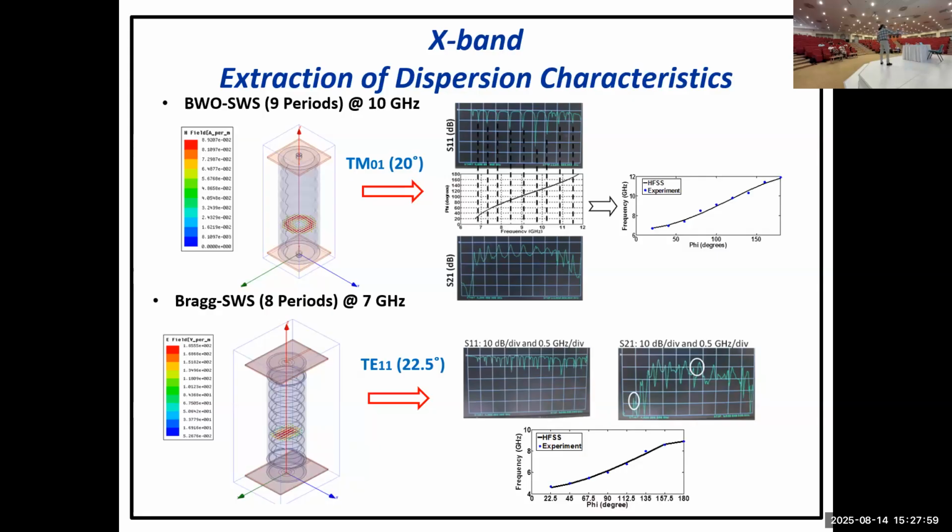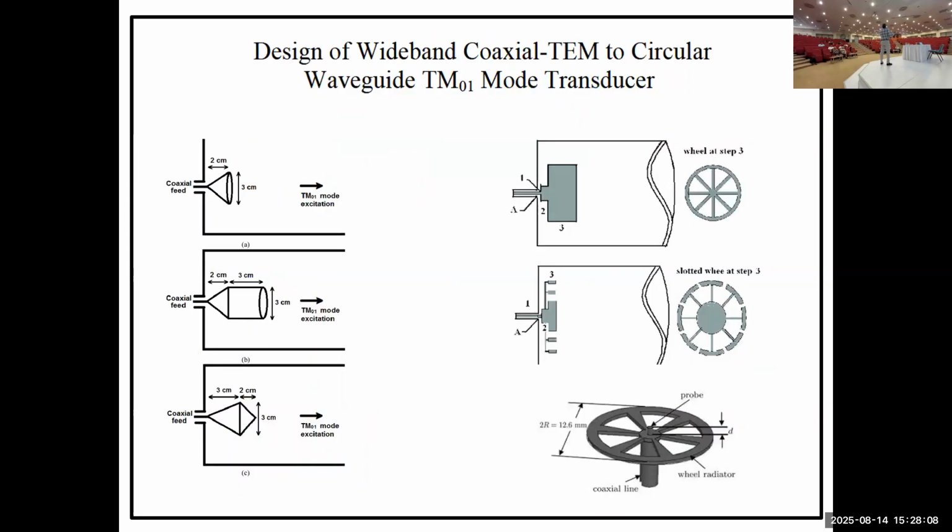This is another structure where we launched TE11 for a different purpose. But if you want all the resonant points to construct your dispersion curve, you need a more complicated type of mode launcher, and these are the different ways people have chosen to excite TM01 and get the resonances, and from the resonances we construct the dispersion curve.